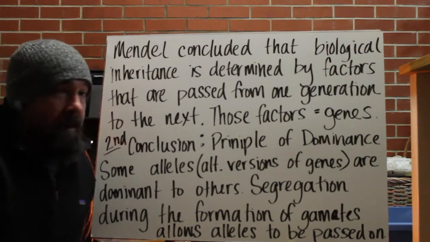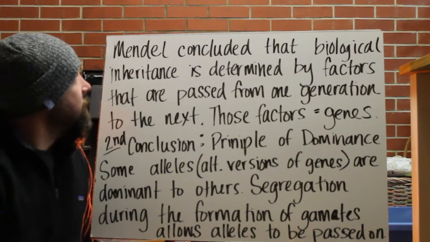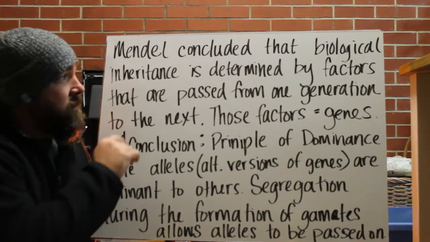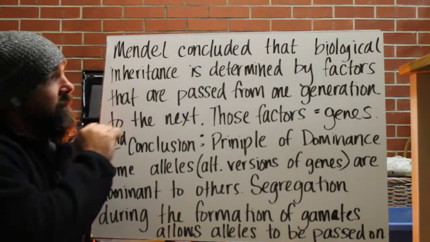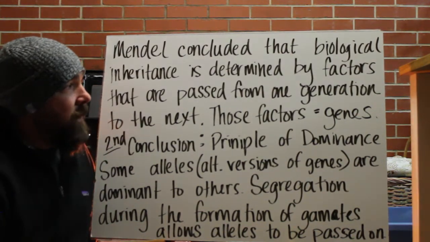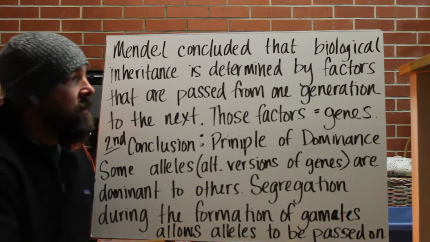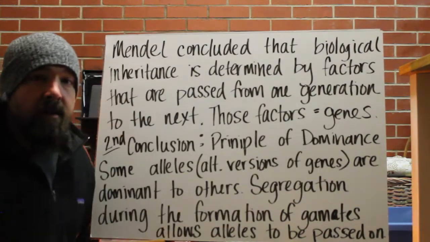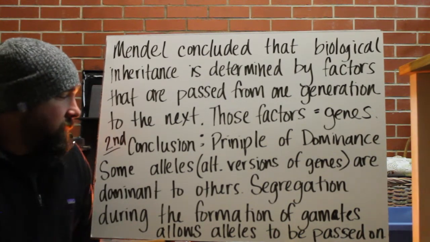Alright, Mendel. I'm not going to talk about his pea plants because you already know that. But from his work with his pea plants, he concluded that biological inheritance is determined by factors that are passed from one generation to the next. These factors are called genes. Second conclusion, the principle of dominance.